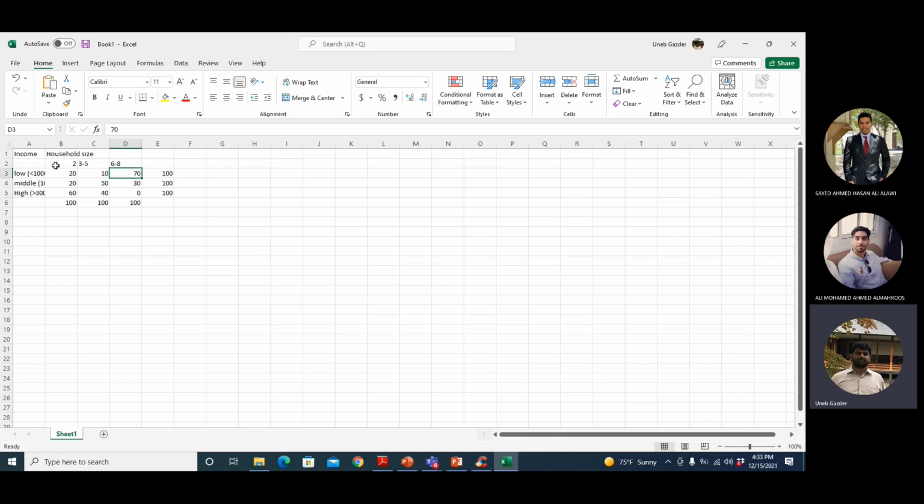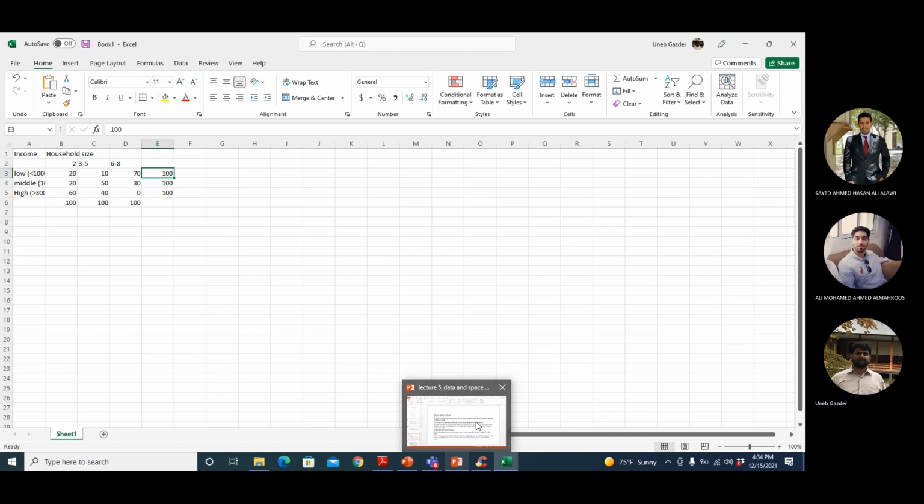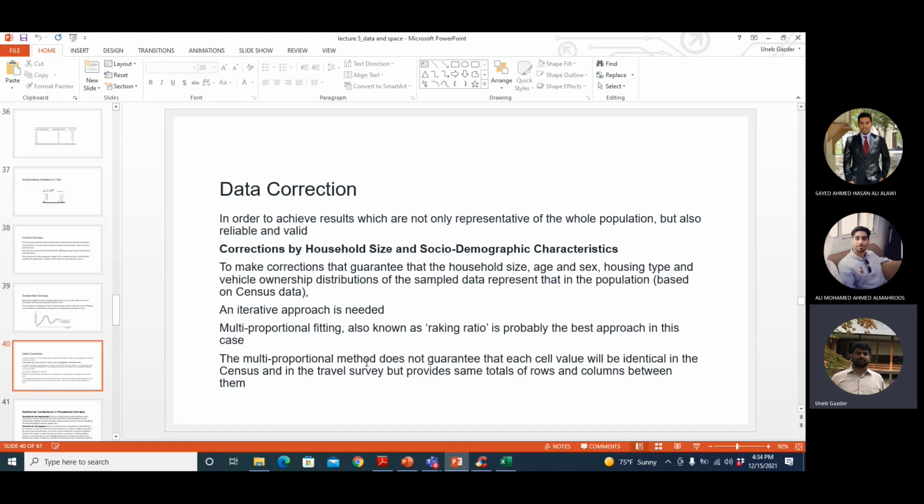Now keep in mind, we are not trying to match each and every number in this matrix. We are just trying to match the final numbers, the final summations, or the final proportions. It is impossible to ensure the same percentage which you see in the matrix for each and every cell, but we can apply the corrections and make sure that the total number of each type of household and each income category, the total proportion, is the same as the population. This is what we call the multi-proportional fitting approach, or raking ratio method.